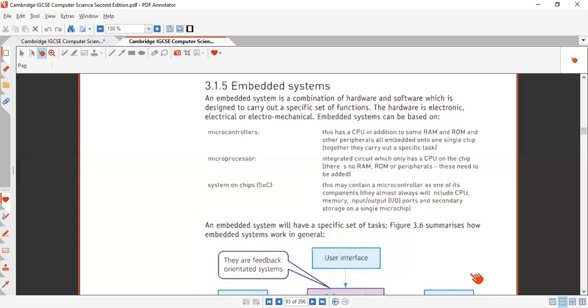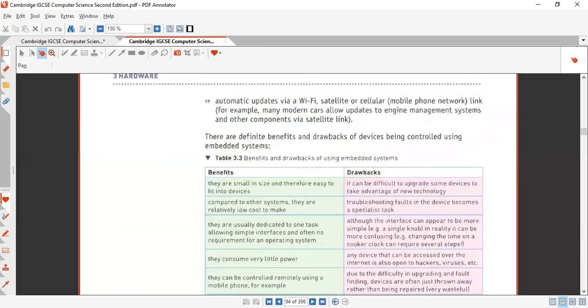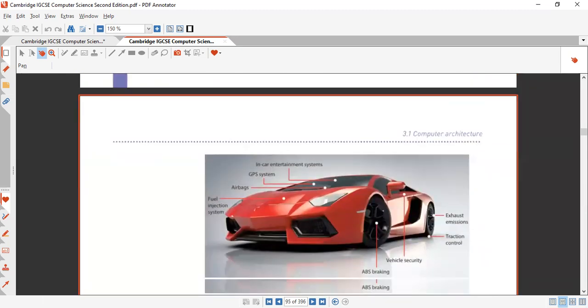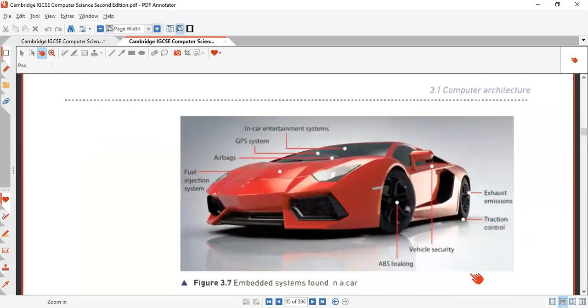So these embedded systems or small systems are placed in typical devices. For example, they have given us an example of a car over here. This car contains multiple things in it. It has an entertainment system, a GPS system, airbags, the EFI, exhaust emissions, traction control, vehicle security, ABS braking, and all. So these are all known as embedded systems.